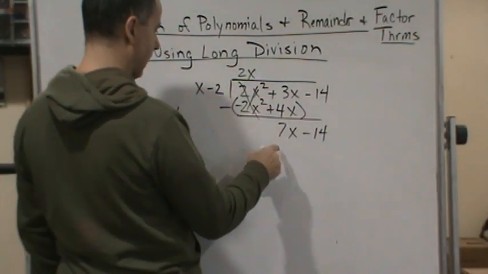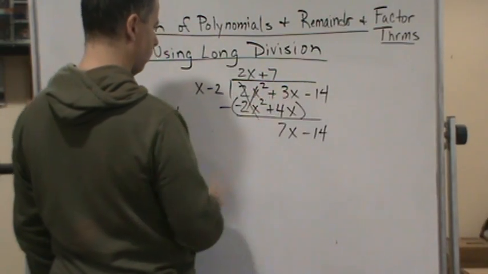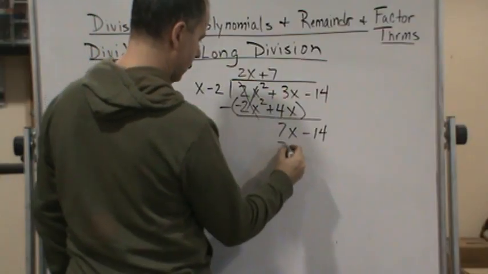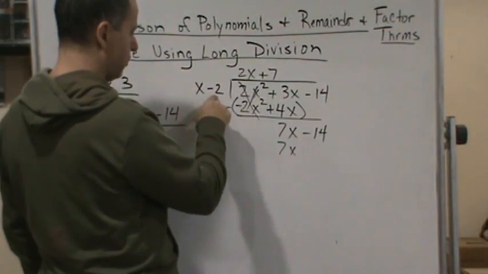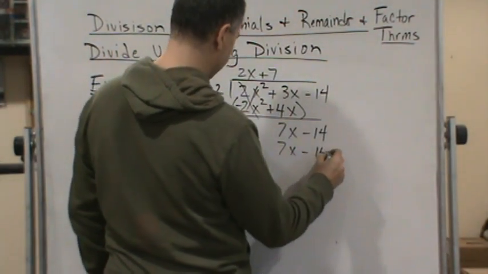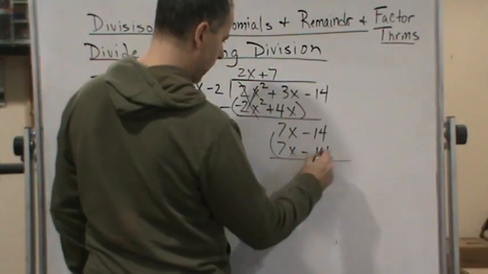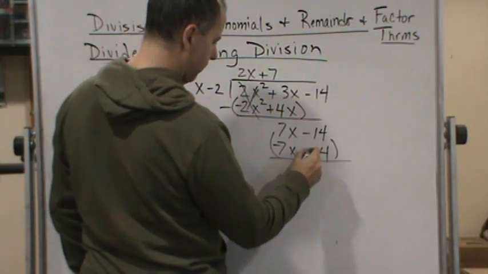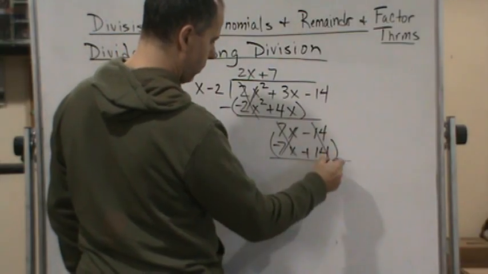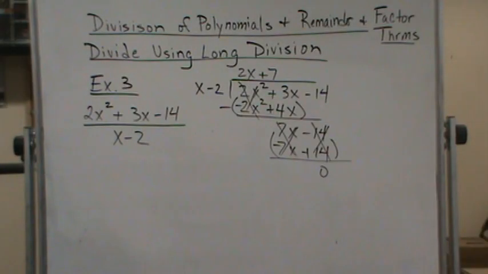So x times 7, right? So this is going to be plus 7, right? So x times 7 gives us 7x. Negative 2 times 7 is minus 14, okay? And again, we're going to subtract, so we subtract the whole thing. This is going to become negative, that's going to be positive, and look, this goes away, but also this goes away, and we get a remainder of 0, okay?